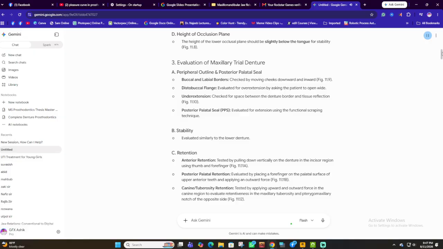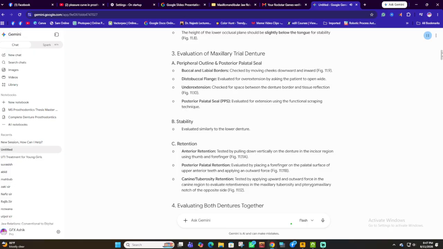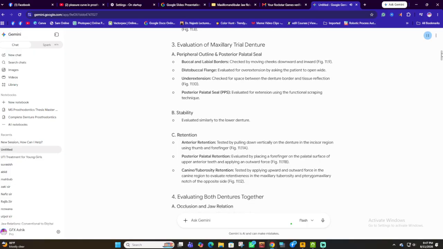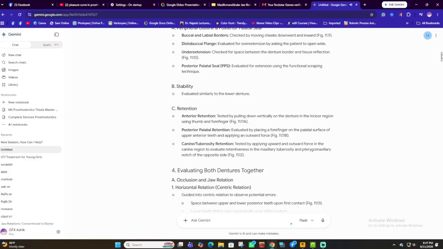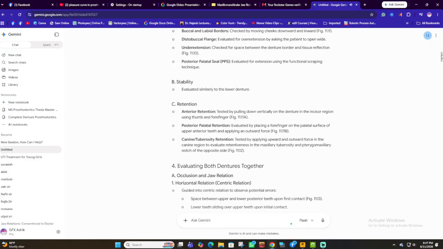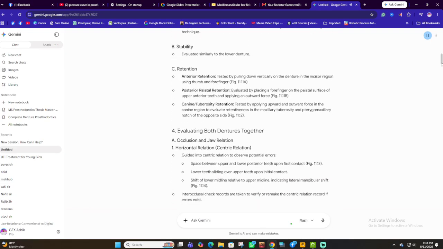C. Retention. Anterior retention is tested by pulling down vertically on the denture in the incisor region using thumb and forefinger, Fig. 11.11a. Posterior palatal retention is evaluated by placing a forefinger on the palatal surface of upper anterior teeth and applying an outward force, Fig. 11.11b. Canine tuberosity retention is tested by applying upward and outward force in the canine region to evaluate retentiveness in the maxillary tuberosity and pterygomaxillary notch of the opposite side, Fig. 11.12. 4. Evaluating both dentures together.